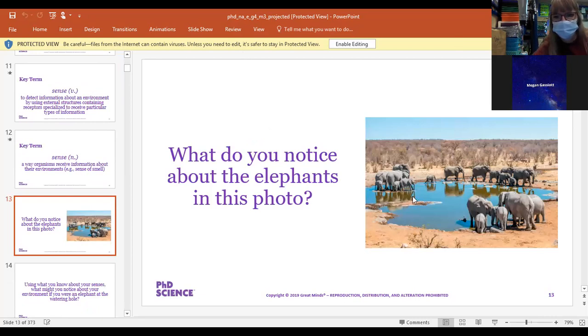Look at the picture of the elephants. Look at the photo of the elephants. They are drinking the water. They use their trunk to keep the water up.